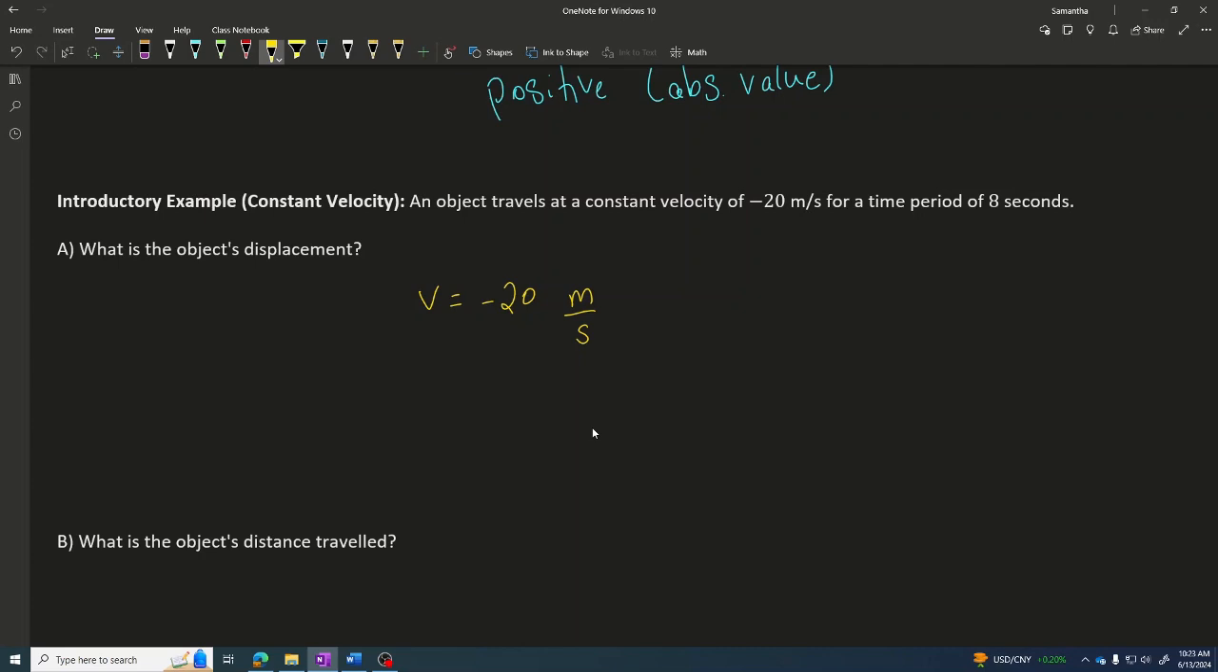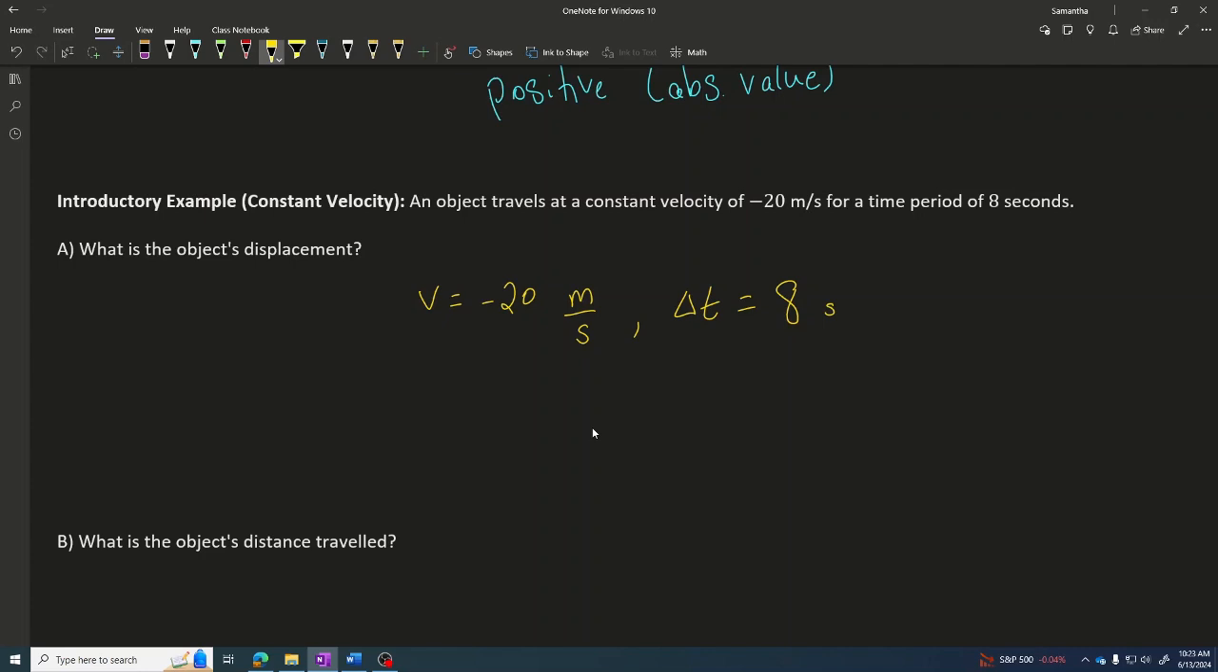And they're moving for a time period of 8 seconds. I'm going to call it delta t for our period of time. Our interval of time here would be 8. So if we wanted to know the object's displacement, how could we calculate the object's displacement from this velocity and from this time interval?